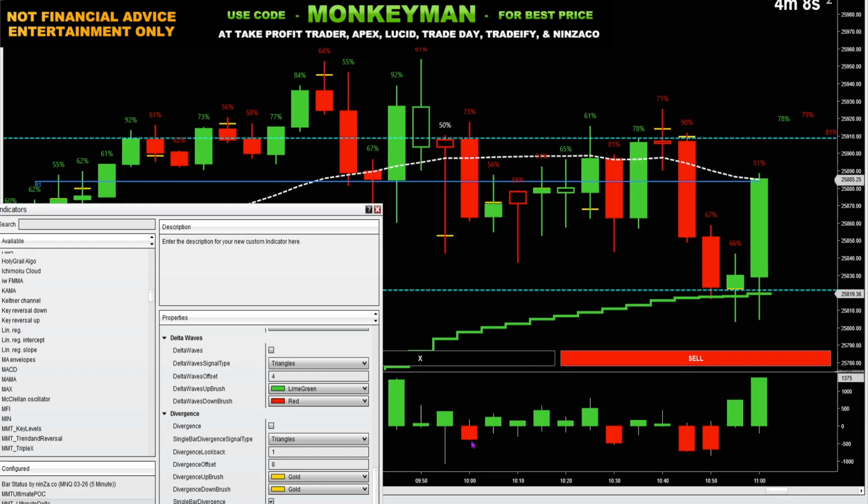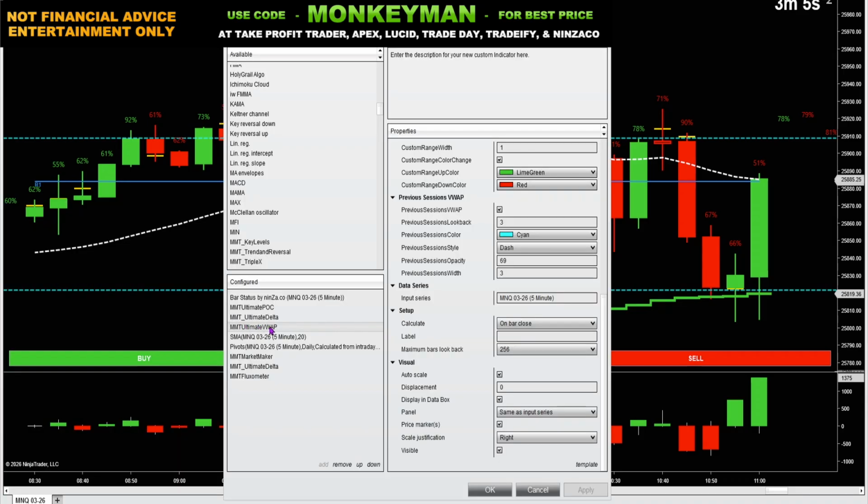And keep in mind, this is delta for the NQ, not the MNQ. Delta for the MNQ is very different than delta for the regular NQ. So this delta will not line up with what's happening with the MNQ delta. But all these candles that are black on the inside, these had single bar divergence on the MNQ.